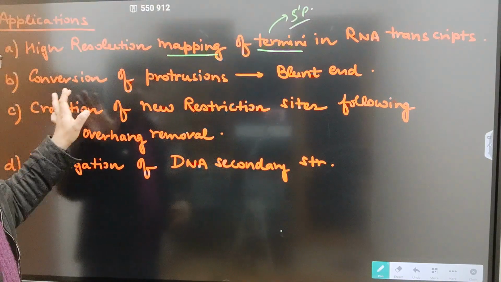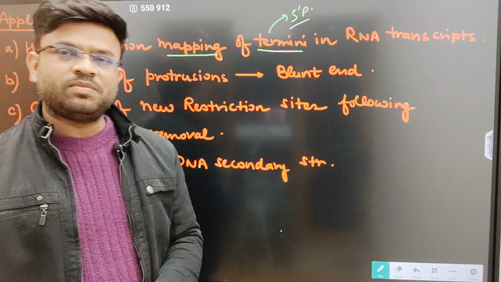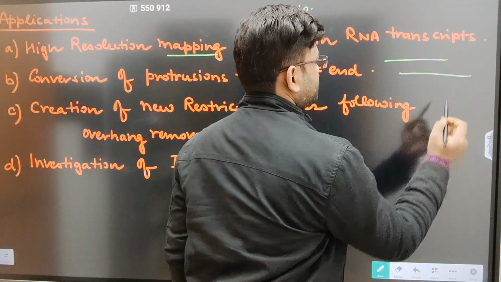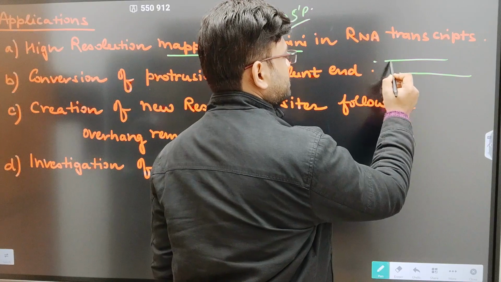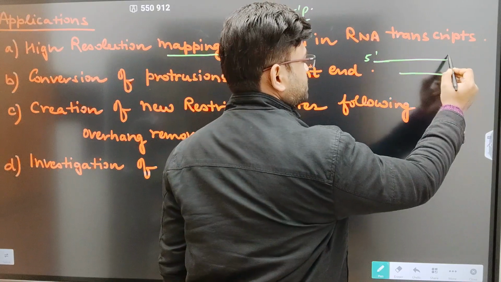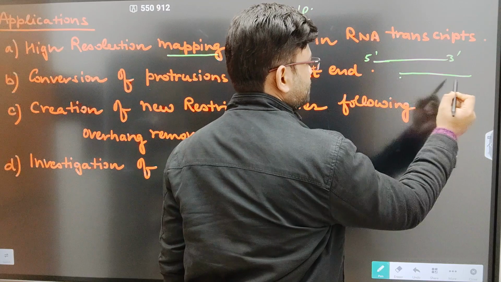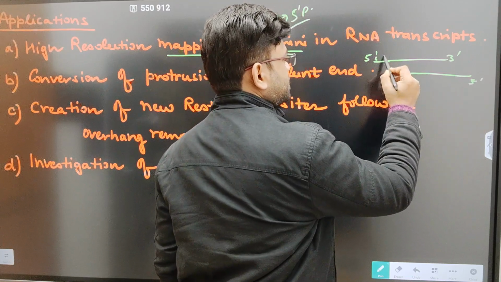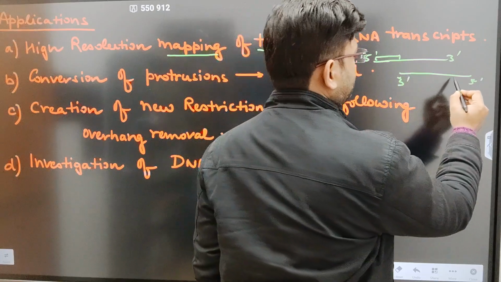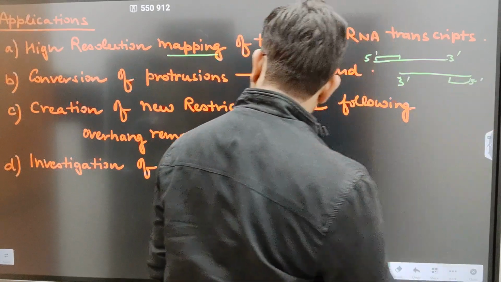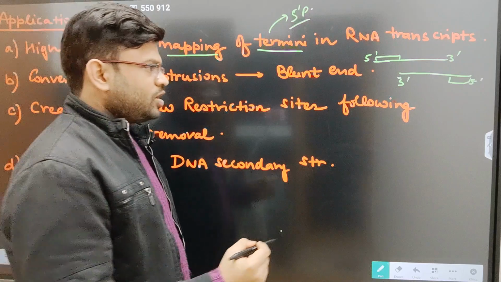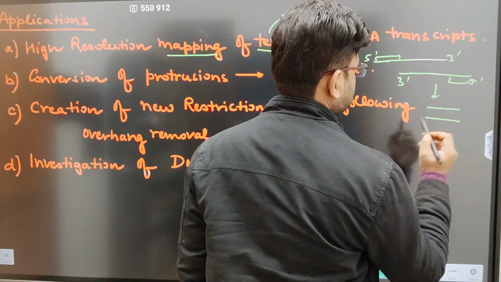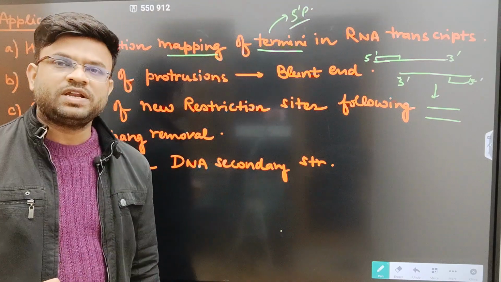Next, conversion of protrusions into the blunt end, that I have already told you, something like this. If something like this is present, then this is 5', this is 3', this is again 5', this is 3'. So the region that is present from here till here will be cleaved, and from here till here will be cleaved. And you will be left with a blunt end like this. This is the blunt end structure that you would be left with.